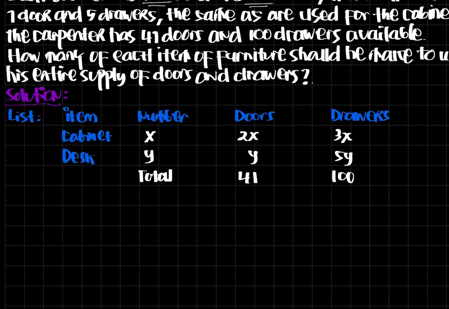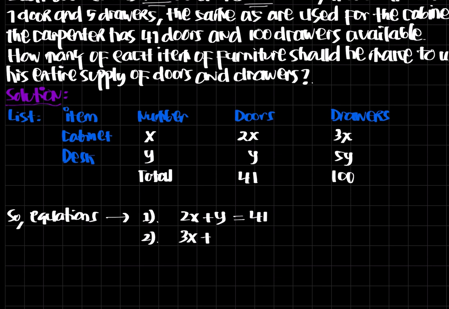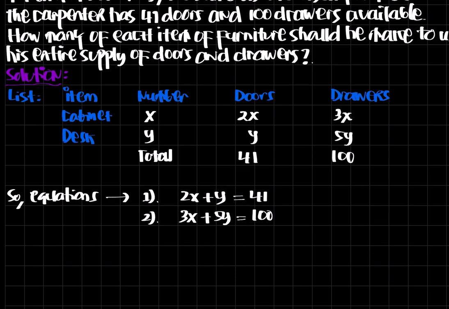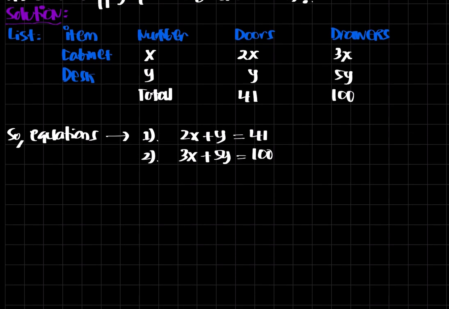So the first equation, 2x plus y equals 41. And then the second equation, 3x plus 5y equals 100. Now, once you have this, you can apply the concept we learned in part 3 before, simultaneous equations. You can apply either substitution or elimination.